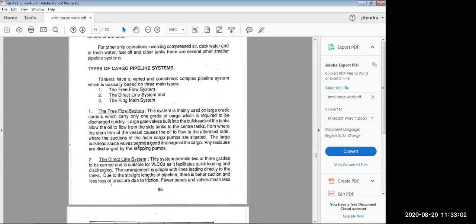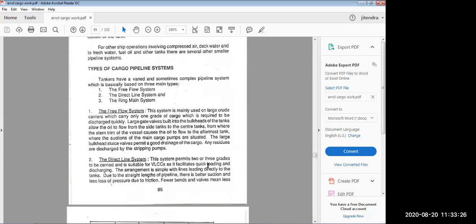The last bulkhead sluice valve permits a good drainage, and any residue is discharged in the stripping. This is the advantage, good drainage. Then direct line system is used for 2 or 3 grades to be carried, is suitable for VLCCs, and it facilitates quick loading and discharging. So very quick loading and discharging.